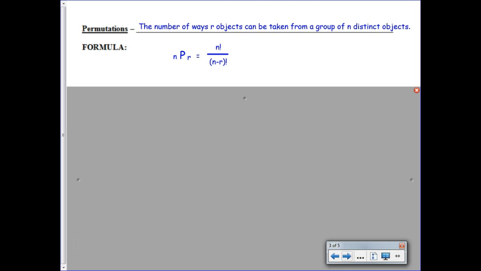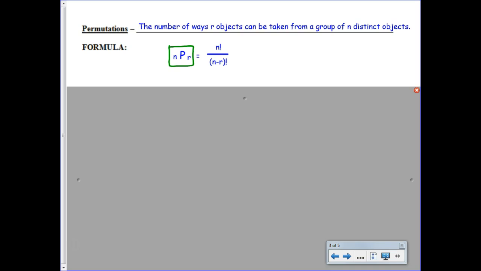All right, permutations. The number of ways r objects can be taken from a group of indistinct objects. So permutations are something where we care about the order that something's happening. That's why it says the number of ways it can be taken from a group of indistinct objects. This is how we write a permutation: a little n with a p and then a little r.